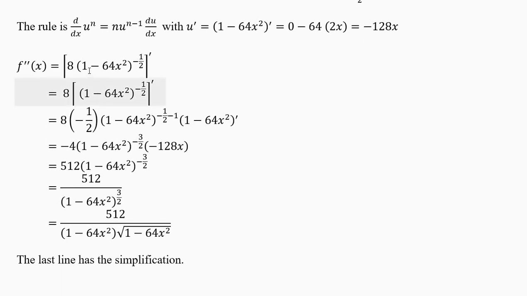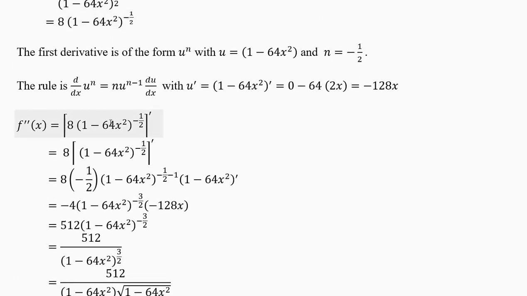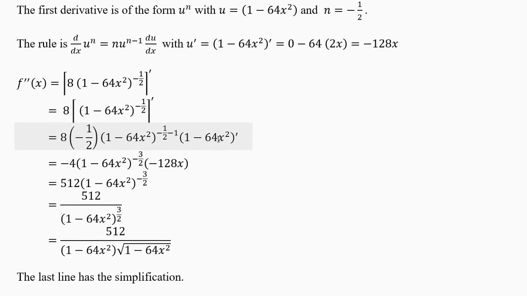Now the second derivative is the derivative of the first derivative. So copy the first derivative from here to here. 8 being a number, it comes out of the derivative. n equal to minus half into power minus half minus 1 into derivative of this u equal to 1 minus 64x square, whose derivative is minus 128x. We have seen this minus into this minus will become plus. 4 into 128 is 512 into 1 minus 64x square power minus 3 by 2.